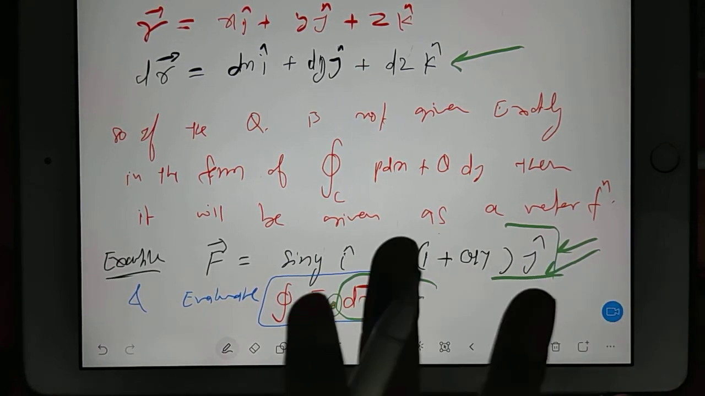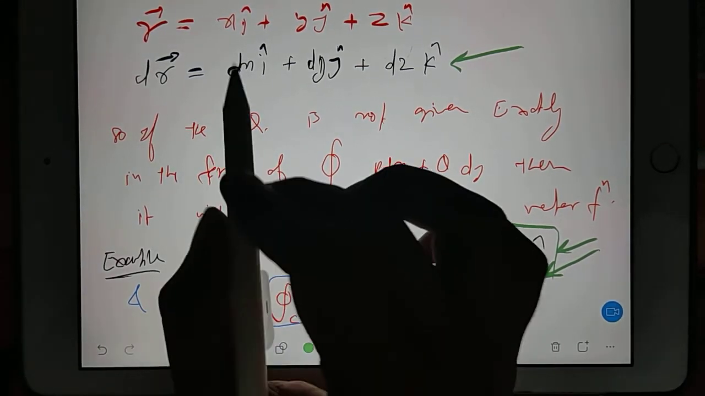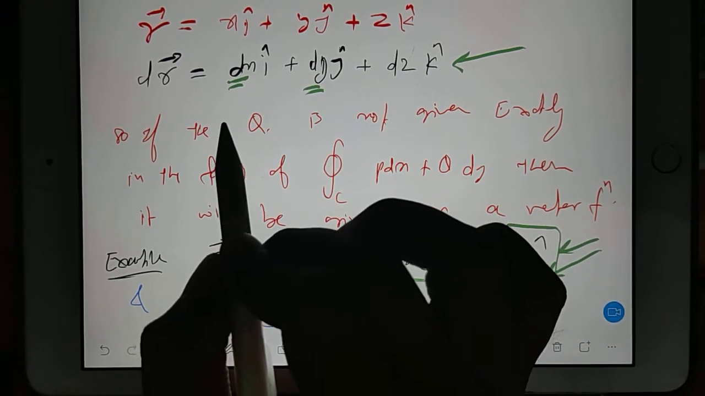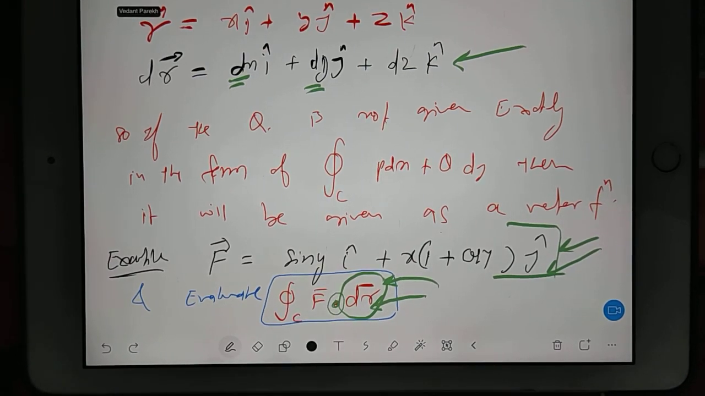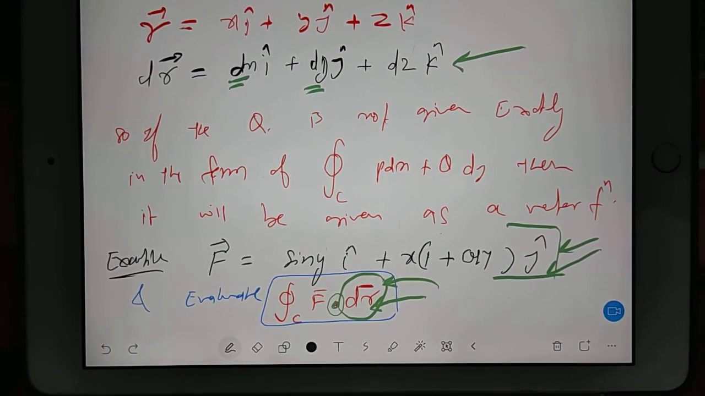How? Because you know in the dot product i, j, k will not be there, right? i, j, k will disappear in the dot product, but dx will come and dy will come. So you see here, I will change the page, and I'll write Green's theorem again. Going back, take down.